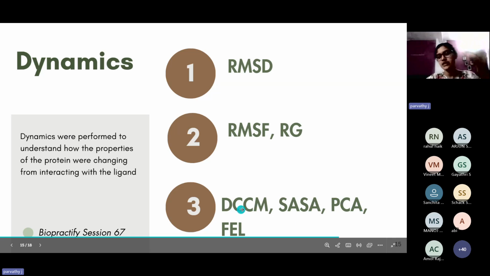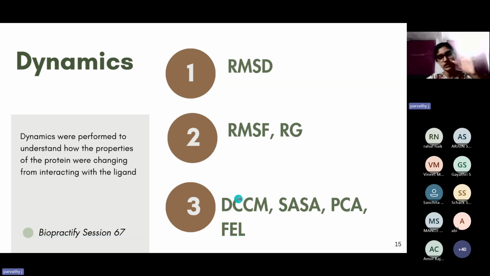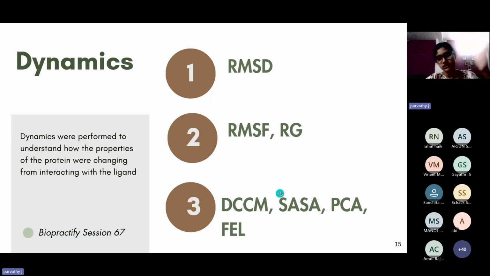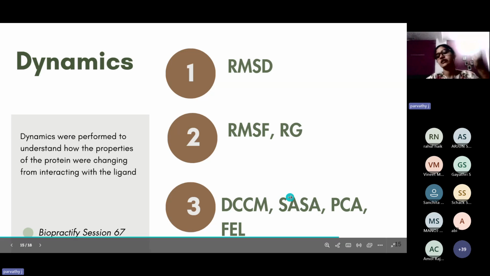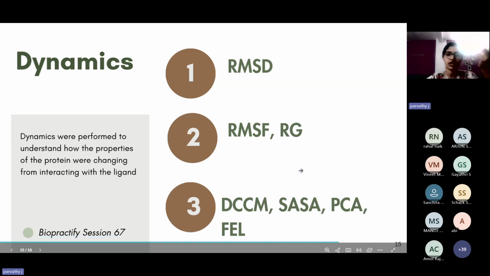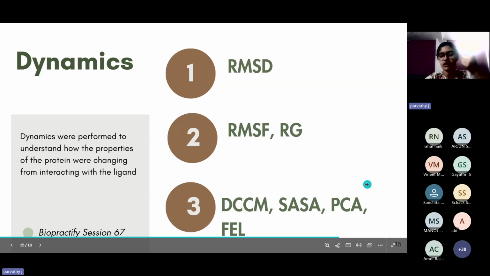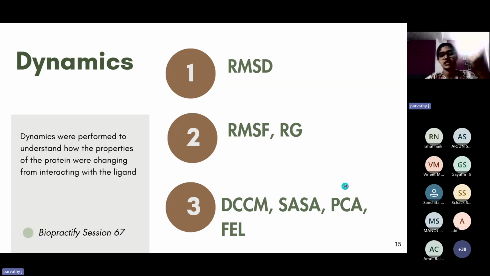So DCCM helps to identify amino acid residue interactions and how those interaction values are changing in the presence and absence of ligand. SASA is a surface area study where you try to see how the surface area or the hydrophobic pockets are changing in the presence and absence of ligand, to see if the protein is flipping its hydrophobic pockets, thereby becoming more unstable, for lack of a better term. PCA and FEL are also energy based studies that you do to understand how the energy levels are changing in the presence and absence of our top ligand.